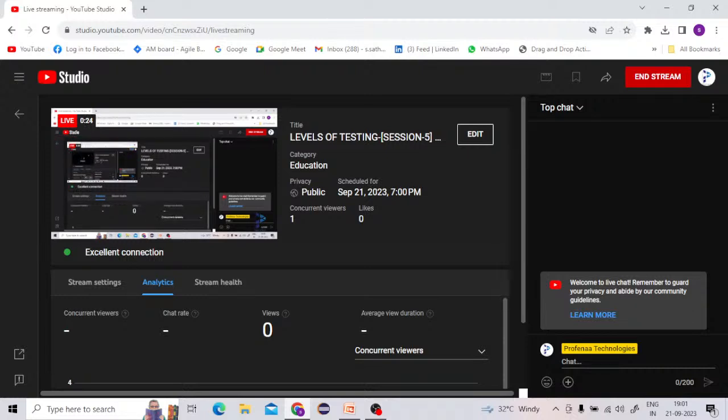In the last session we discussed concepts like SDLC and STLC: what are the processes involved in SDLC, what are the processes involved in STLC, and where we need to use SDLC and STLC. In today's session we will discuss the levels of testing, that is, what levels are involved in testing.